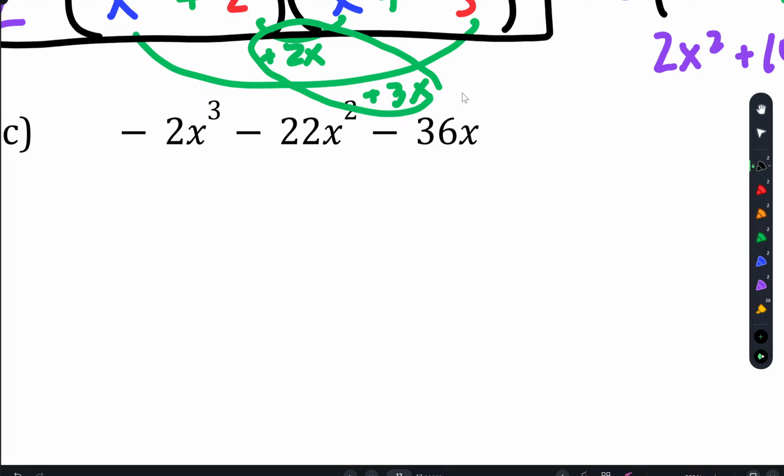What can I take out of this? What's my GCF here? A negative 2. What else? X. X to the first, right? Because that's an x to the first over here. So let's divide everything by negative 2x to the first.